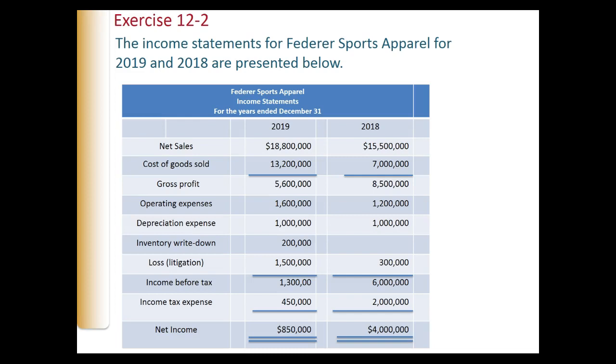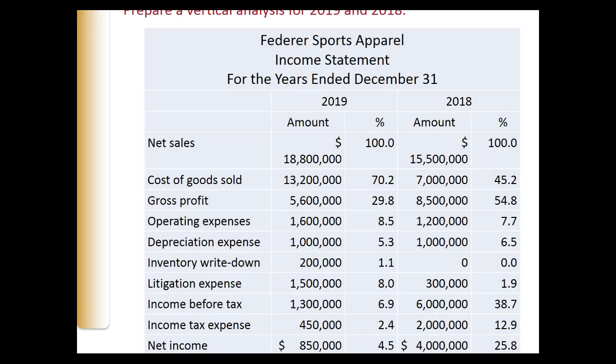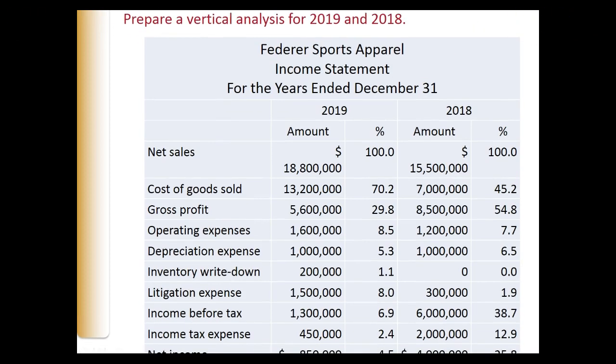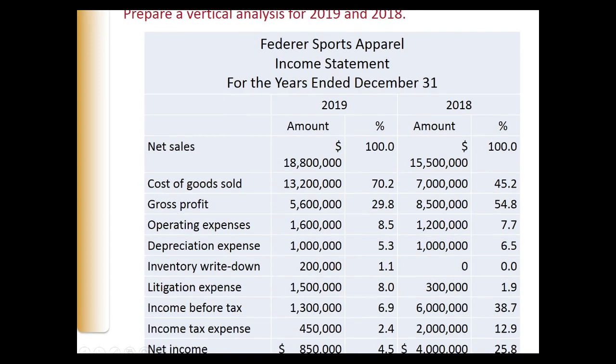So the income statement for Federer Sports Apparel for both 2019 and 2018 are shown here below. In 2019, we've got net income of $850,000, and in 2018, we have net income of $4 million. If you look at the detail, you do see an inventory write-down and a loss due to litigation in 2019. We're supposed to prepare a vertical analysis for 2019 and for 2018.